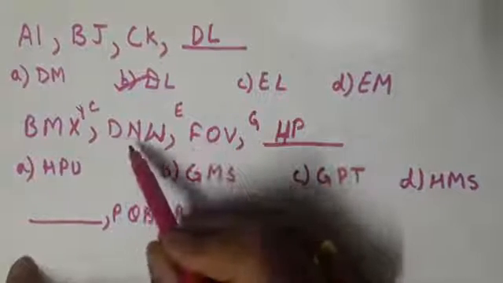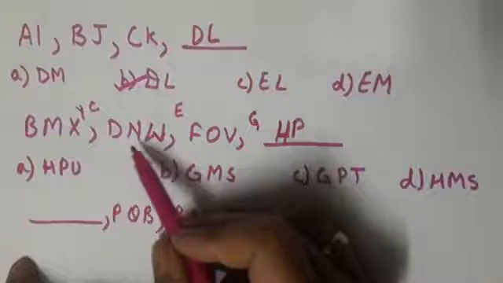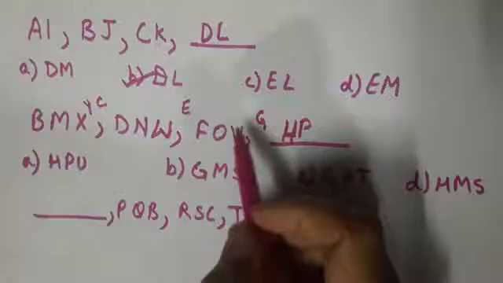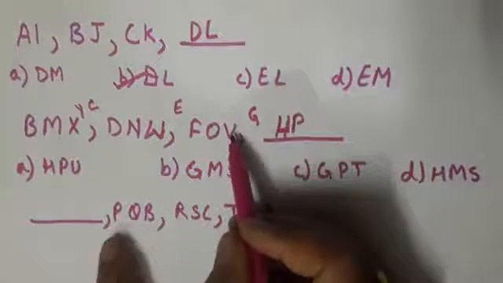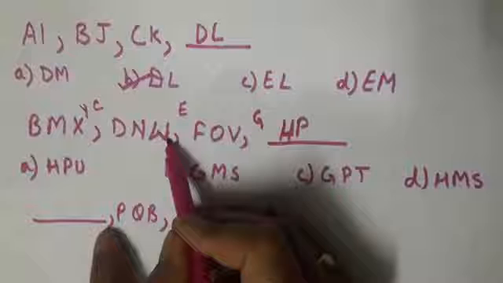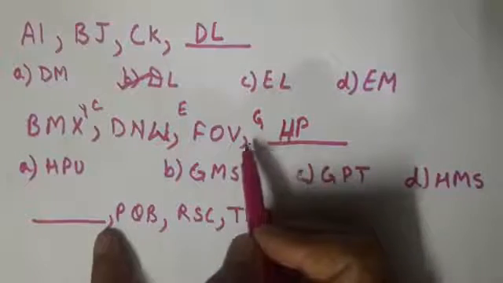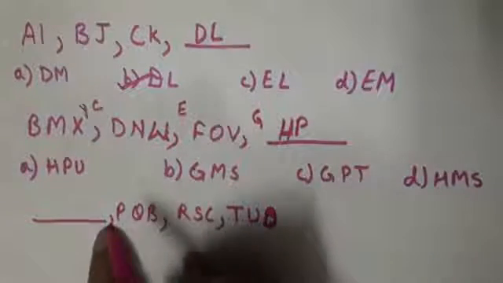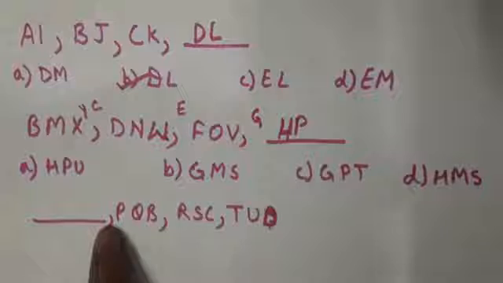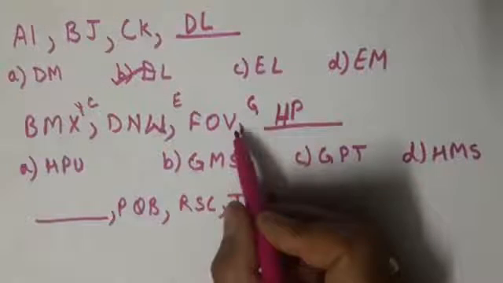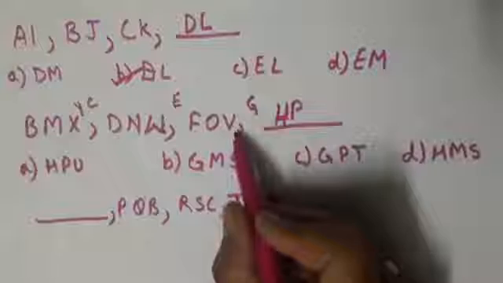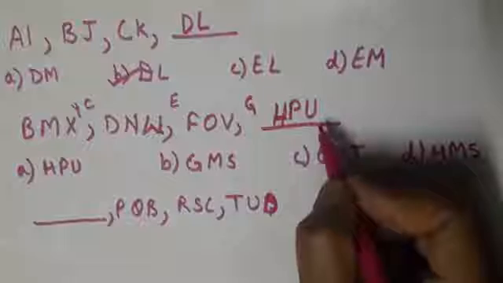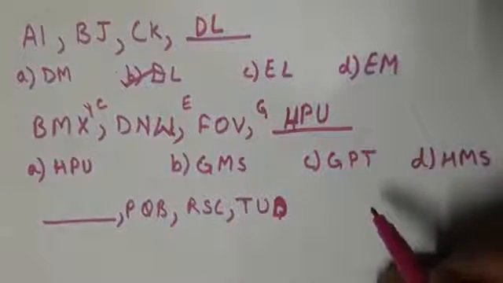We can see that the first two letters go in a forward way and the last letter goes backward. See, U, V. After V, W will come. U, V, W, X. After X, Y will come. So like this, what we came to know is that after V, U will come. So our letters will be HPU. HPU. I hope you understood.